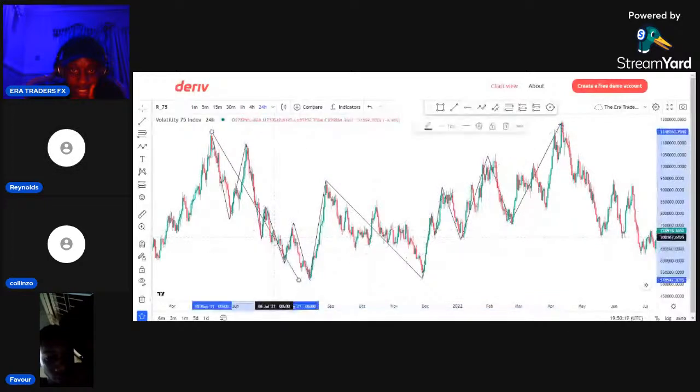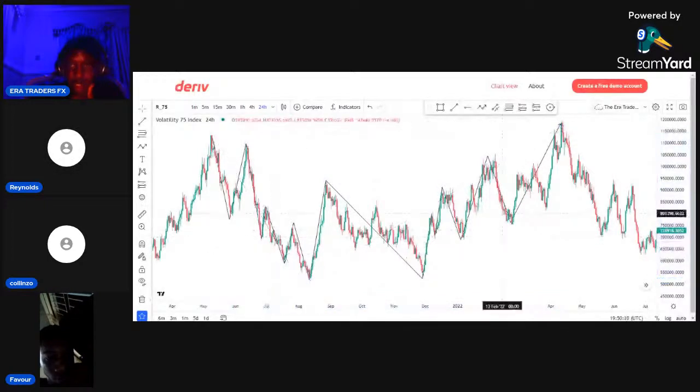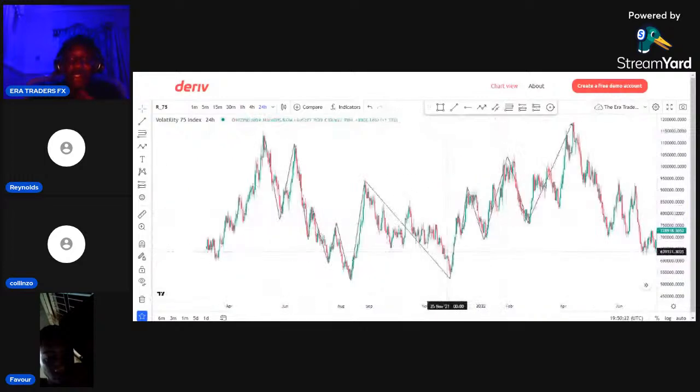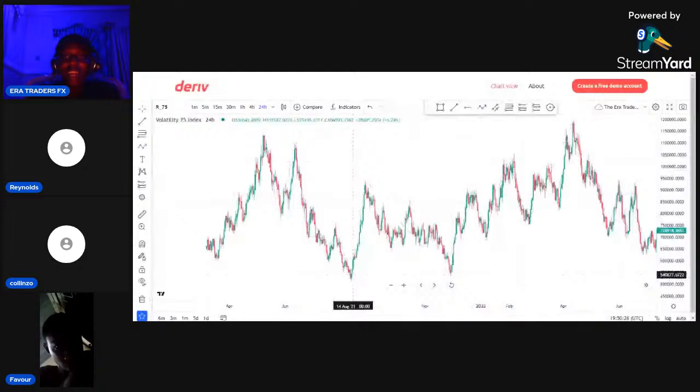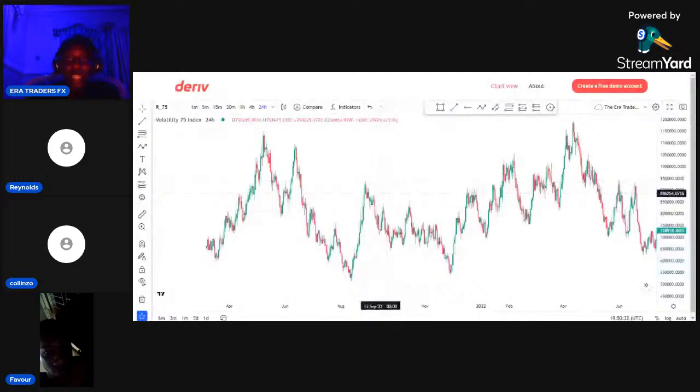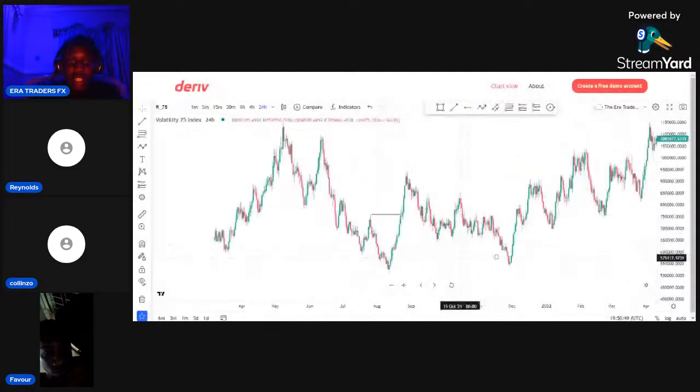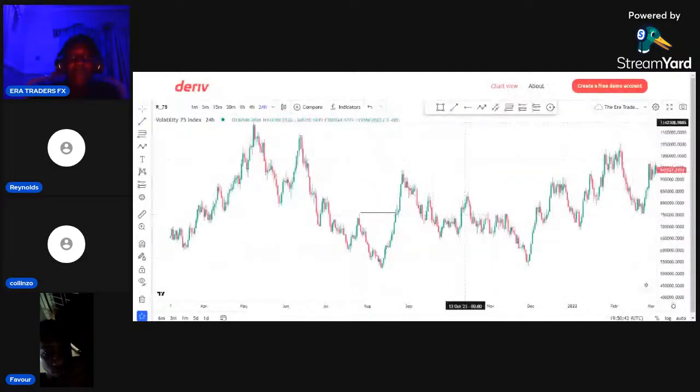So you have to mark out your structure. In fact, you have to mark everything. You can see when that shift occurred, you know that now the market is not going down again. It has changed trend from downtrend to uptrend.